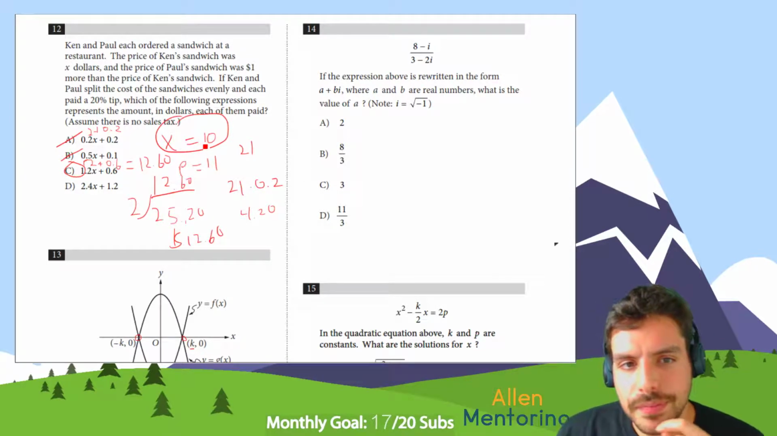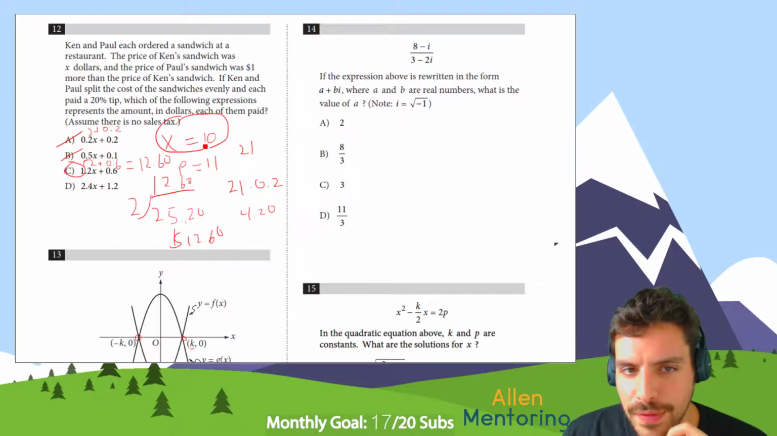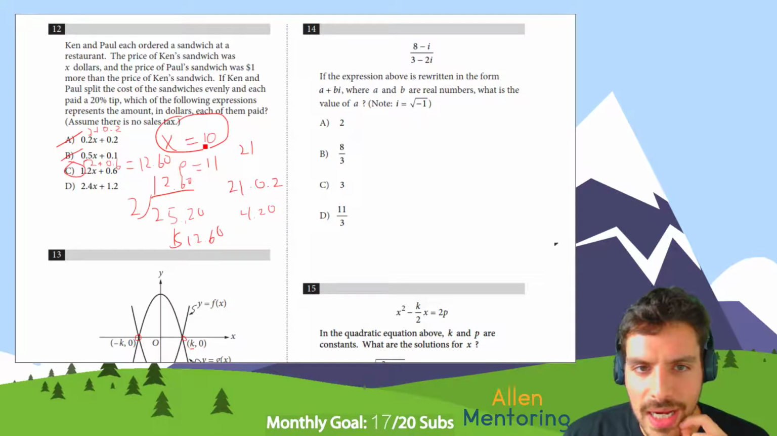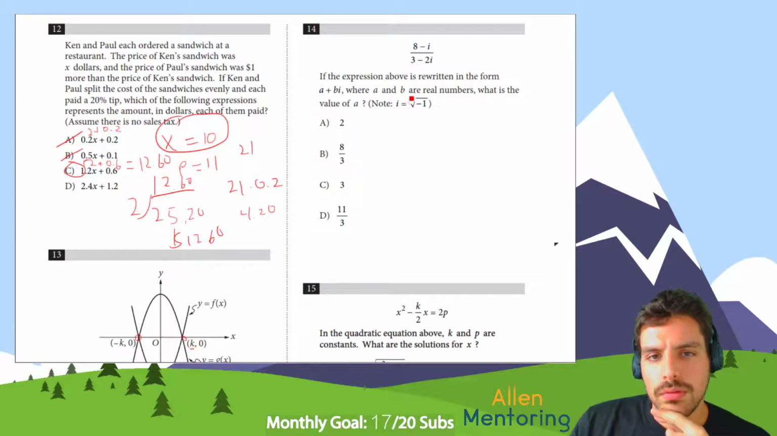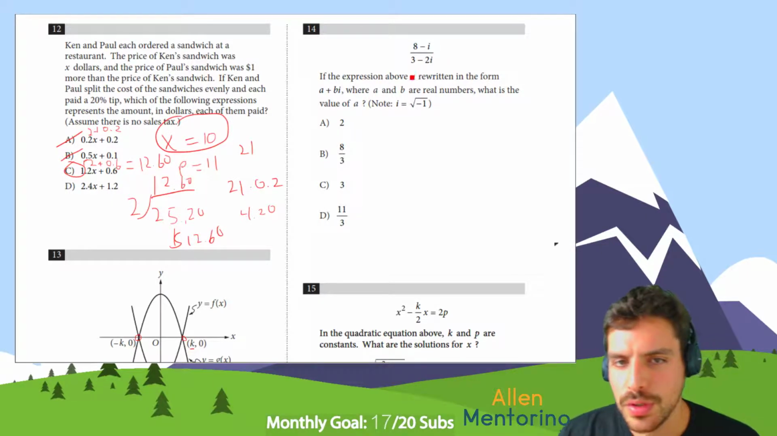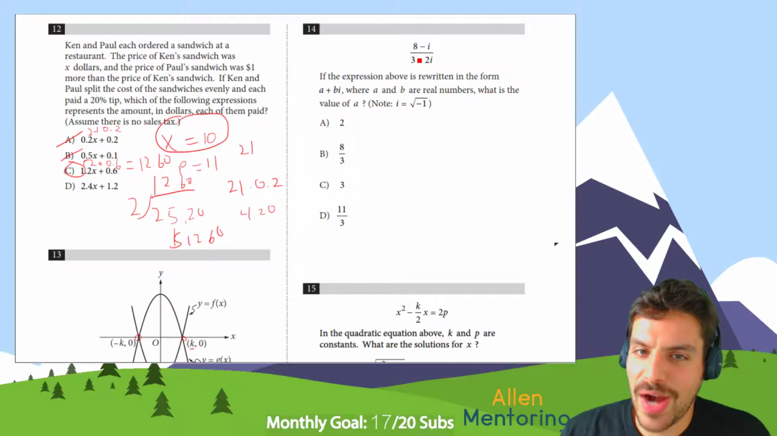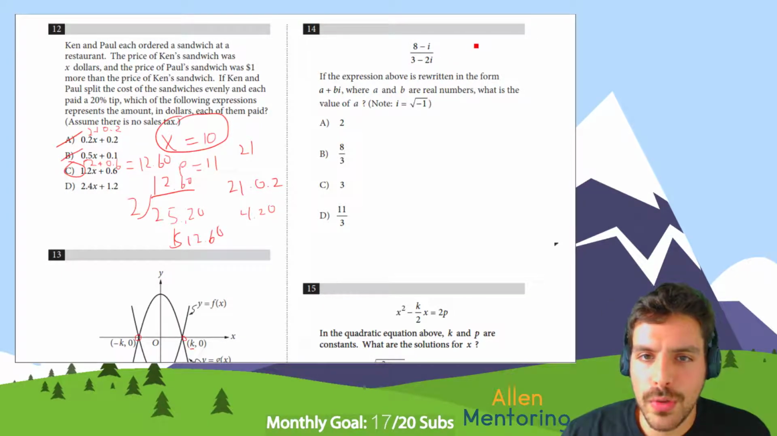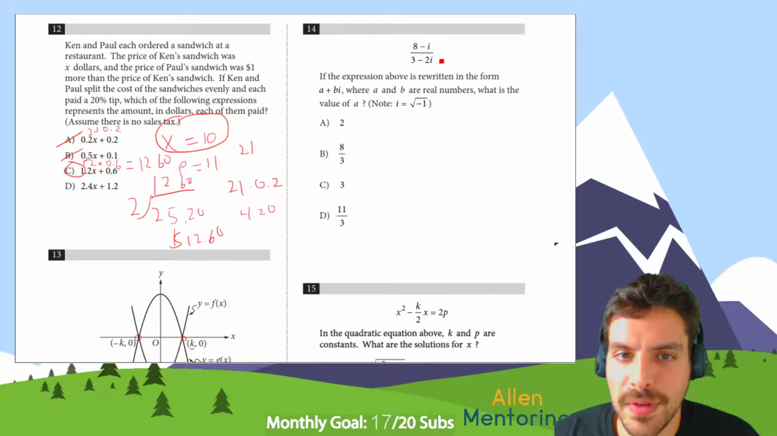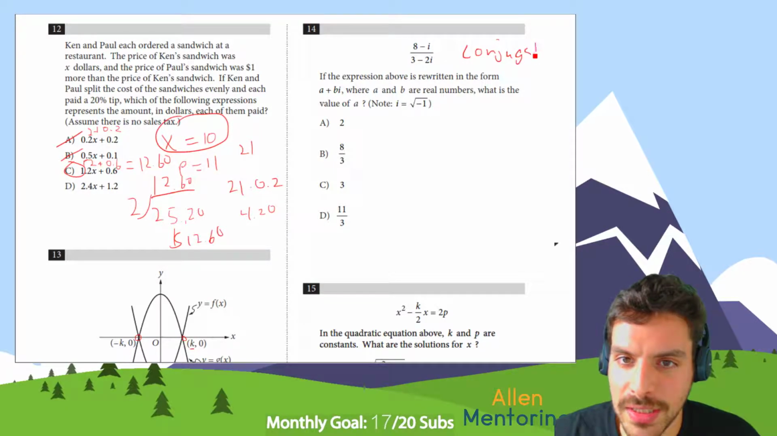Number 14. If the expression above is rewritten in the form a plus bi, where a and b are real numbers, what is the value of a? Okay, so pretty much we have to simplify this complex fraction. And if you've worked with complex fractions before, you'll know that the way you simplify the denominator is to multiply it by the conjugate.